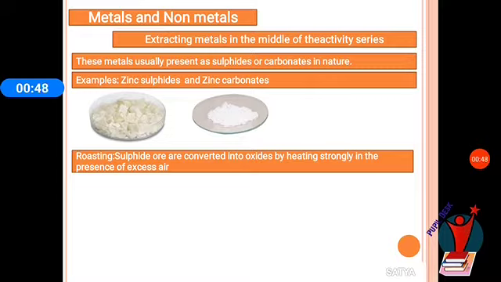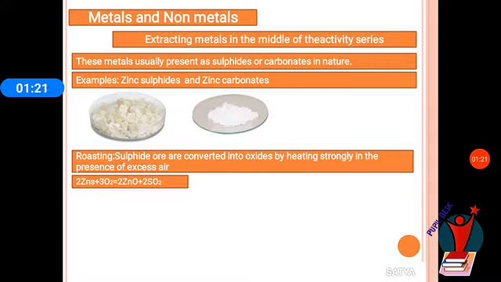To obtain the zinc from the sulfide form, we use the method called the what? Roasting. Here, sulfide ore, that means zinc sulfide, is converted into its oxide form, that means zinc oxide, by heating strongly in the presence of excess air. That means zinc sulfide reacts with oxygen and forms zinc oxide.